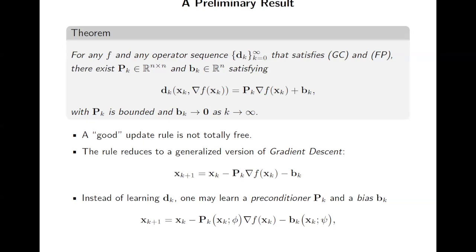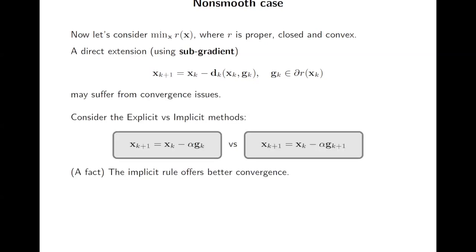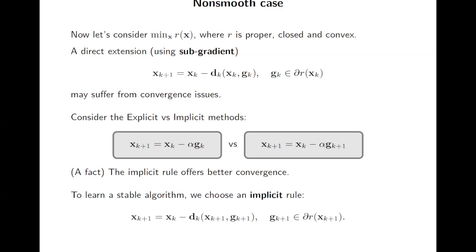We assumed f is differentiable and convex, and we also extend it to the non-smooth case and use a subgradient. In this case, we have to use an implicit form to make the convergence more stable. Implicit form here means that on the right-hand side of the equation, it is xk plus 1. It's an implicit formula instead of an explicit formula, and also this is an inclusion because the subgradient may involve multiple elements.